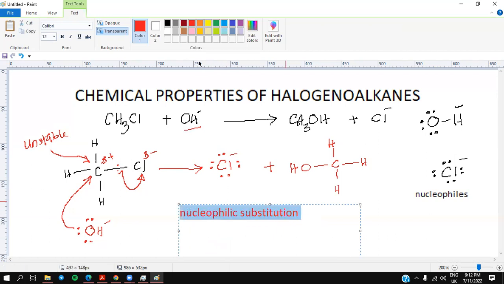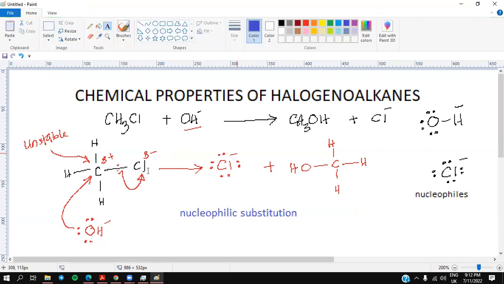Why do we call it nucleophilic substitution? Because a nucleophile comes in and a nucleophile goes out. OH negative is a nucleophile, it comes in. Cl minus is a nucleophile, it goes out. So it's a nucleophilic substitution reaction. Remember, the chemical reactions shown by halogenoalkanes fall into the category of nucleophilic substitution.